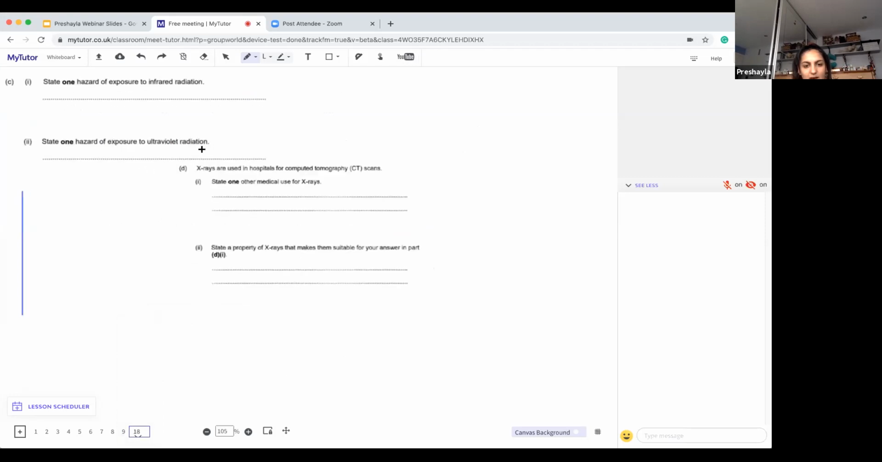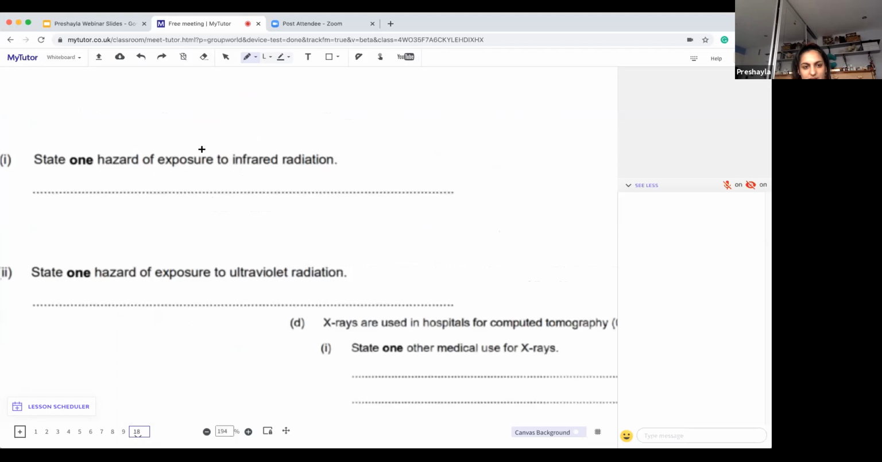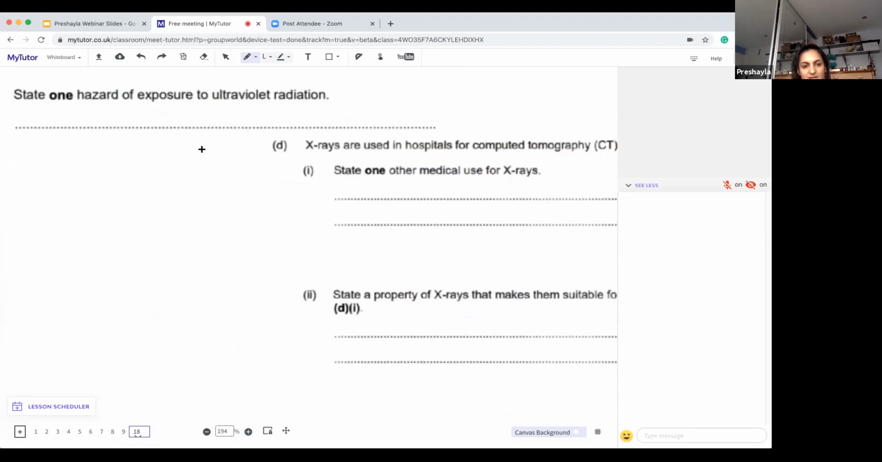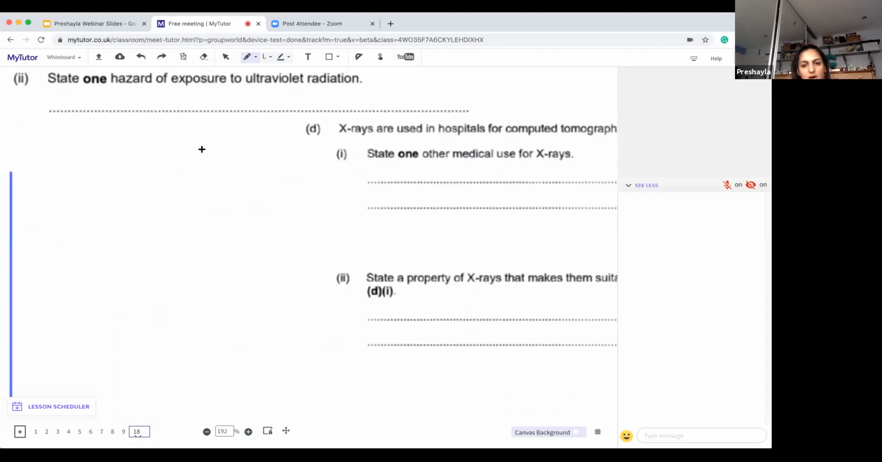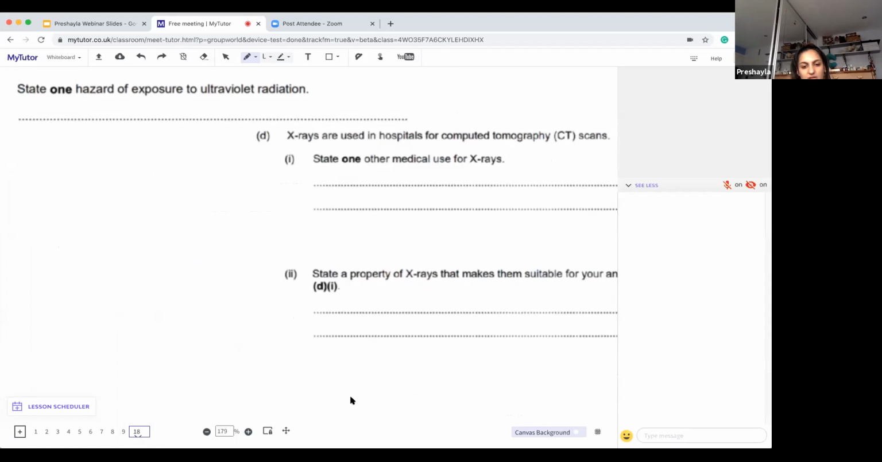Okay, now this is talking about hazards. So what is one hazard of exposure to ultraviolet radiation? Skin cancer. Brilliant. Well done, Avni. Skin cancer is the key hazard for ultraviolet radiation.